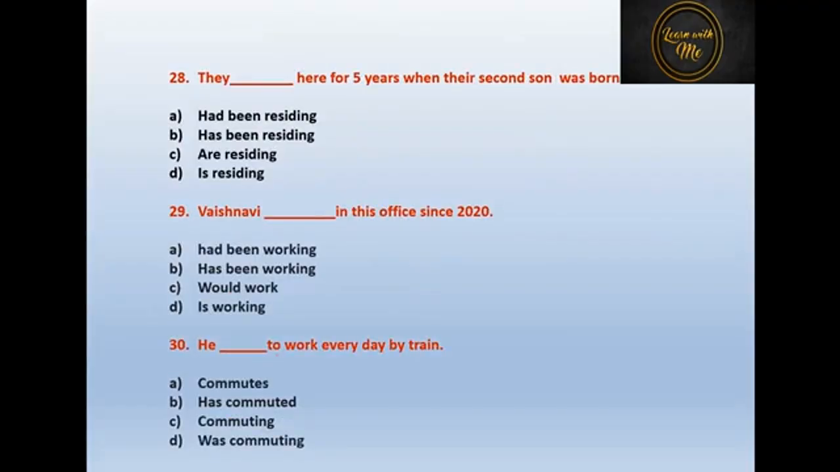Question number 28. They blank here for 5 years when their second son was born. This is nothing but past perfect continuous. When will you use generally past perfect continuous? An action began in the past, continued for some time in the past, and it will be completed in the past itself. You see here, they had been residing. It began in the past, it continued for 5 years, and the action ended when their second son was born.